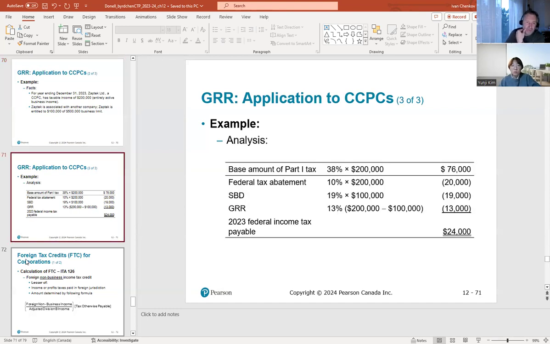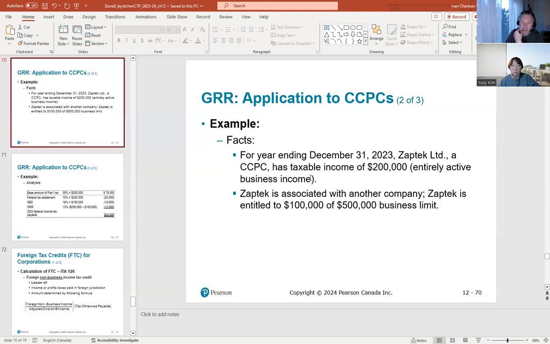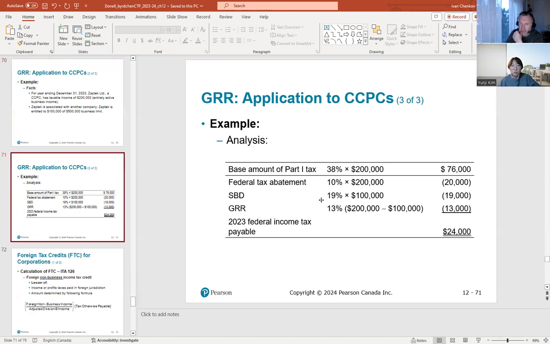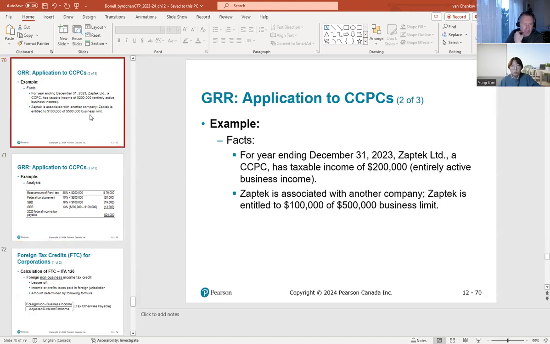So how are we going to do it? We're going to get the base rate, 38%, no questions about it. We're going to apply the abatement, 10%. We're going to apply the entire small business deduction, 19%, on the $100,000 because the company is associated with another company and is entitled to $100,000 of the $500,000.